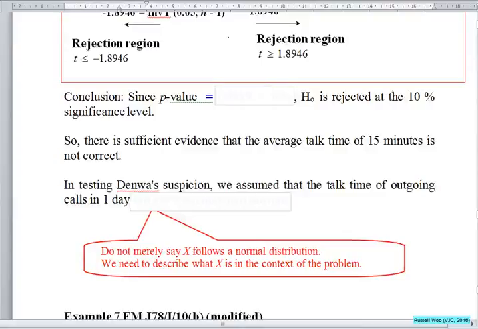Conclusion. Since p-value is smaller than your level of significance, you reject.